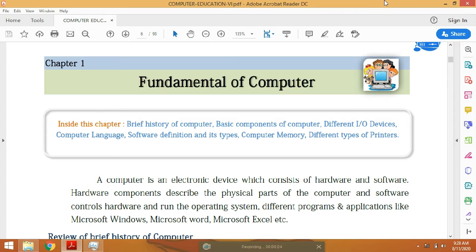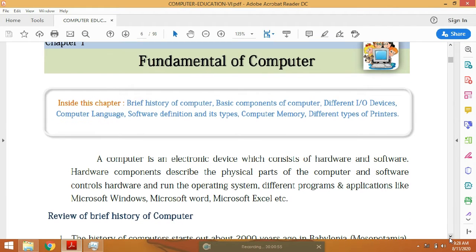Hello. So today we are going to start with our first chapter, Fundamentals of Computers. In this we are going to discuss the brief history of computers, the basic components of a computer, different input-output devices, what the computer languages are, and some other basic definitions of computers.